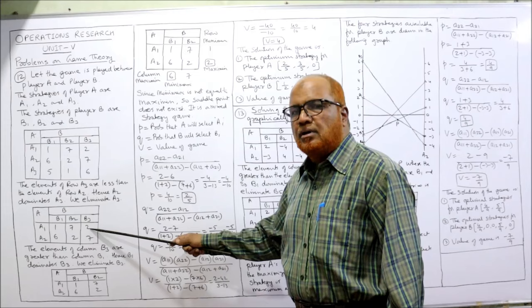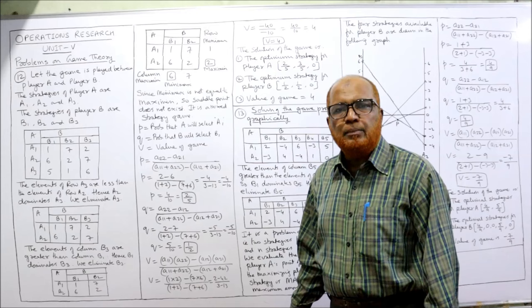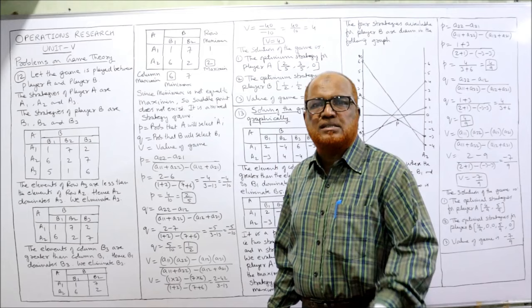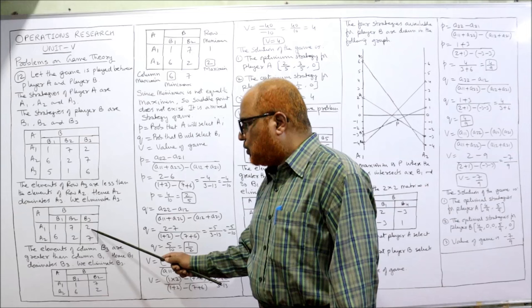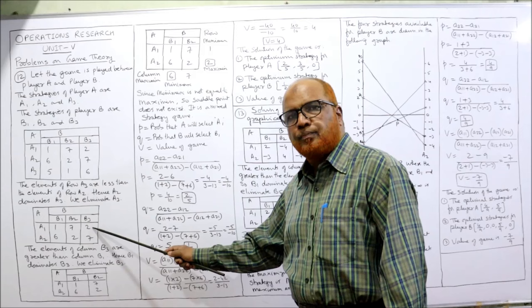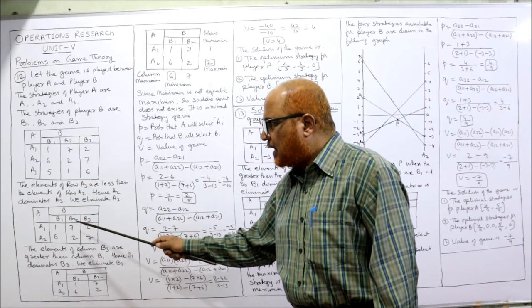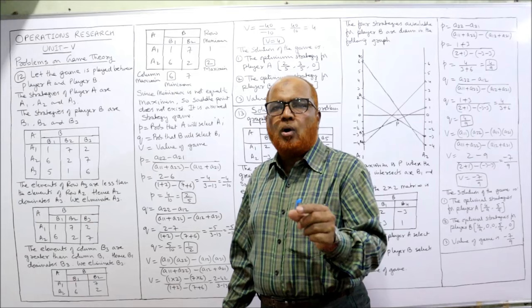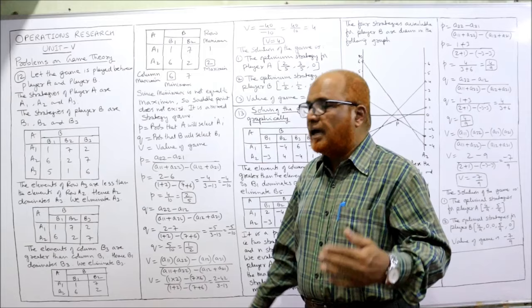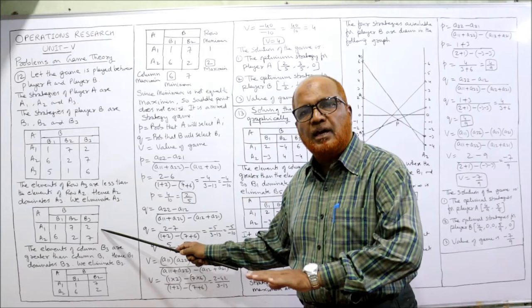Now we have 3 columns. One more column we have to reduce. In columns, we have the minimizing player. He will keep the minimum and eliminate the maximum. If you compare B1 with B3, you can see here 1, 2: 2 is more. 6, 7: 7 is more. That means B1 is dominating B3. All the elements of column B3 are greater than the elements of column B1. So B1 dominates B3. We can eliminate B3.